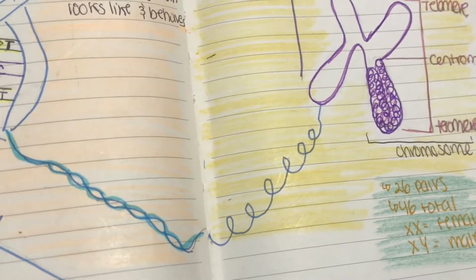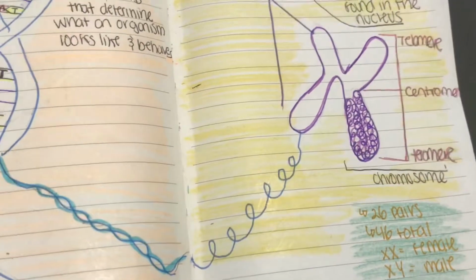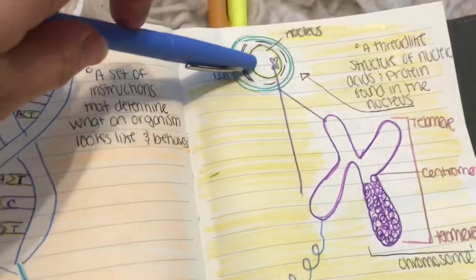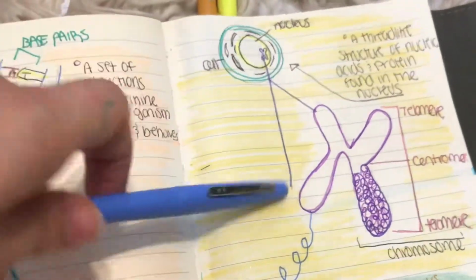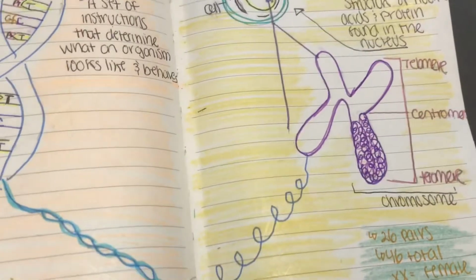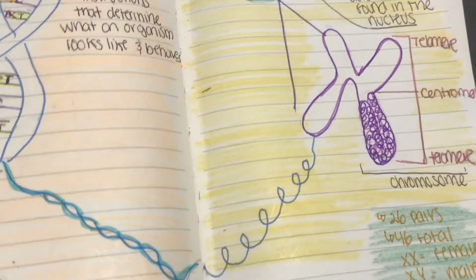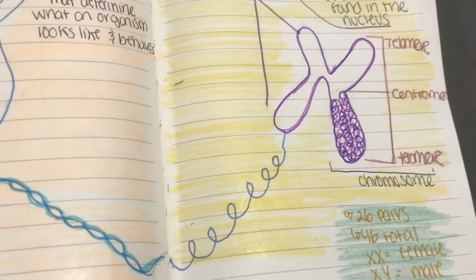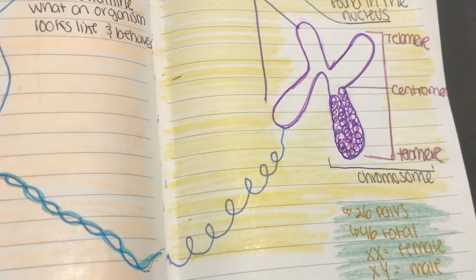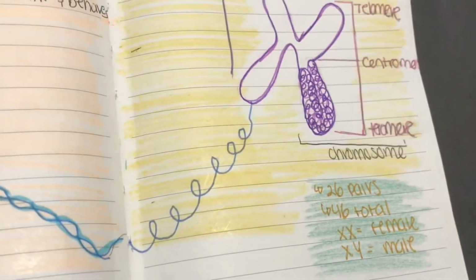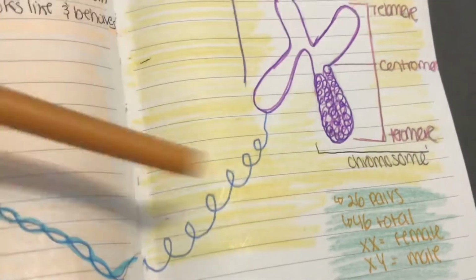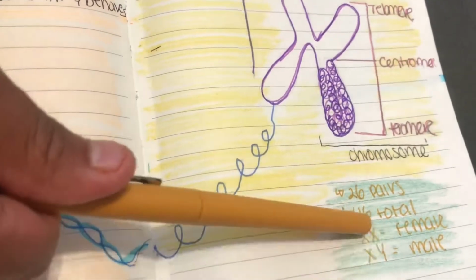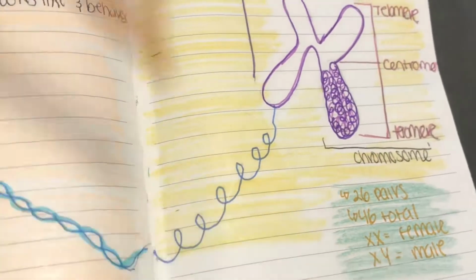It's a thread-like structure of nucleic acids and protein found in the nucleus, as you can see right here. The nucleus is here, and this is where the chromosome comes through. Each person gets 23 pairs: 23 from the mom and 23 from the dad. So in total you get 46. If you have two X chromosomes, it means you're a female, and if you get an X and a Y, it means you're a male.